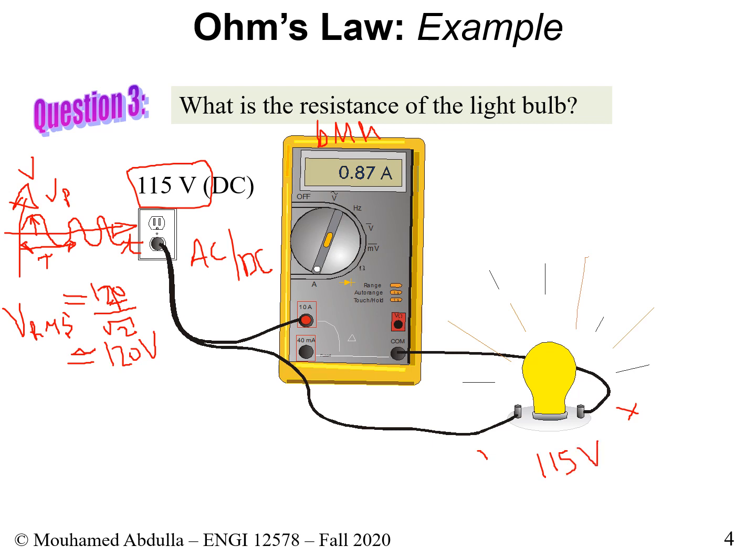And as for the current, you could see it here in the DMM. The current that flows inside the wire is 0.87 amps. This is what the DMM tells you.